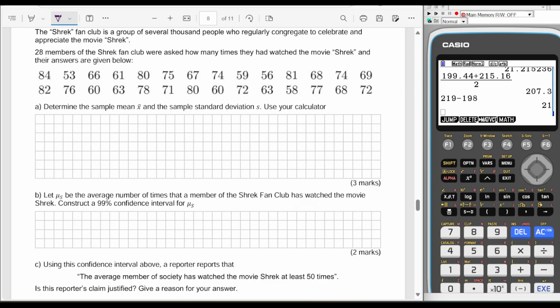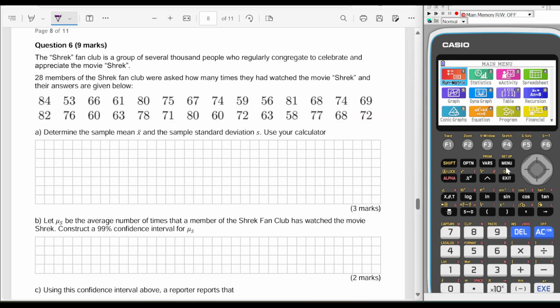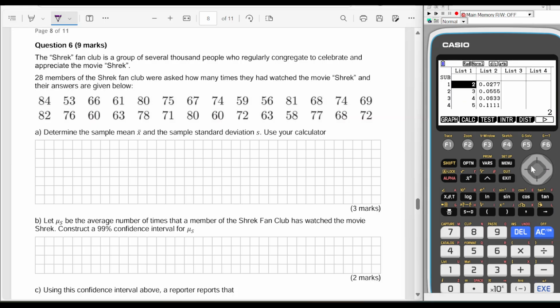All right, the Shrek fan club. So there it is, 28 members. Determine the sample mean and sample standard deviation. So we just got a big list of numbers here, and we're going to chuck those all into our calculator, just in list one, because we've got a big continuous list. So 84, 53. I won't make you watch me enter these all. All right, there we go. So I've just typed those all into the list there. And you can see that I've got 28 entries in total on my list, and the question says there are 28 members, or you can count them all up. So that's how you know.